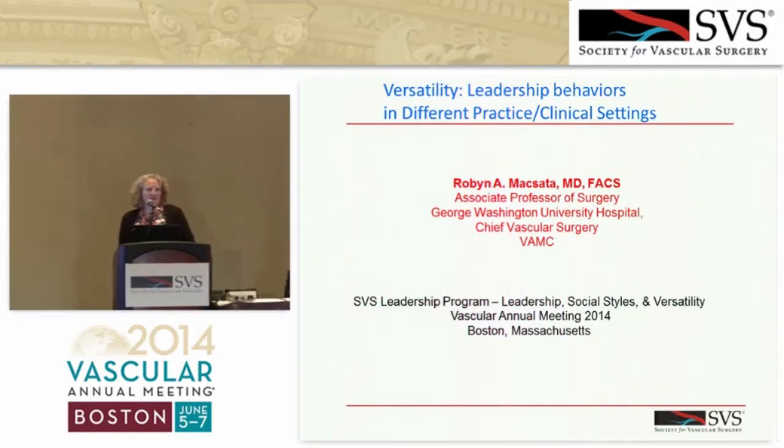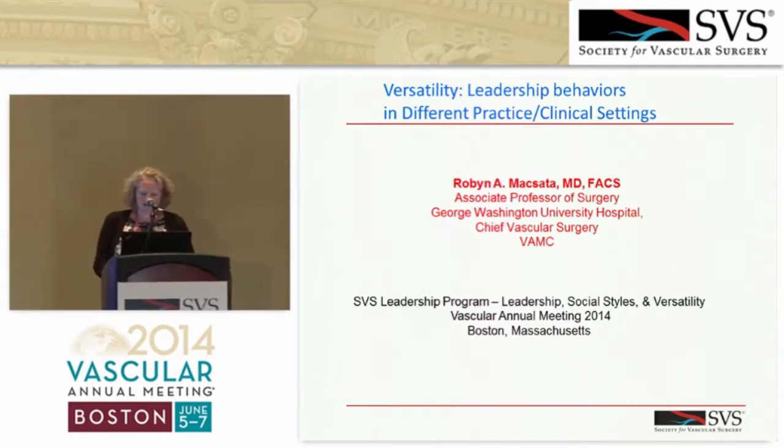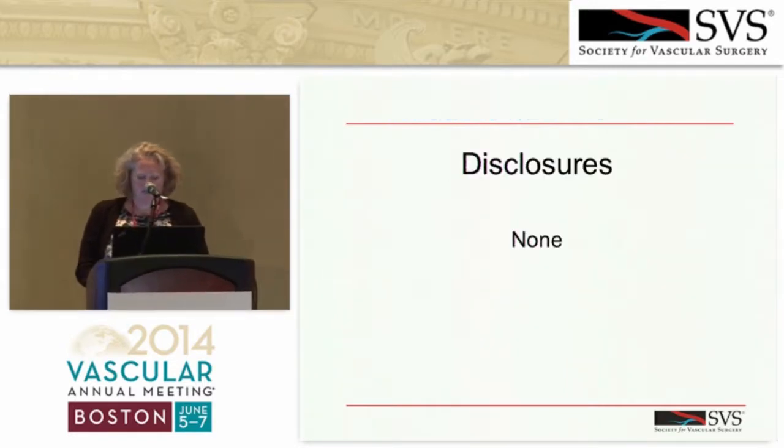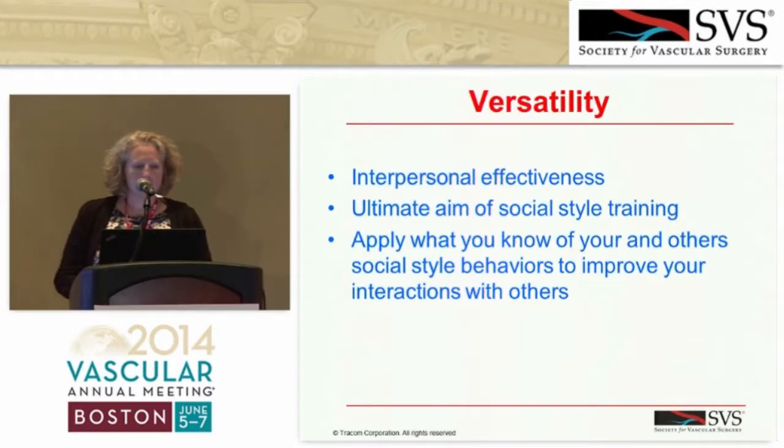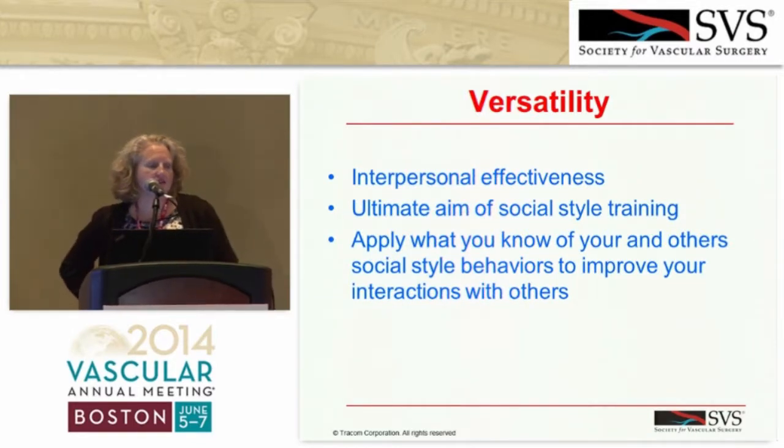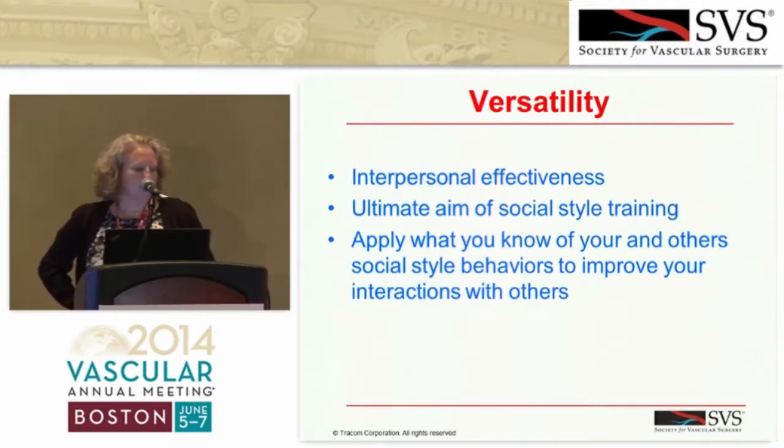Thanks, Robyn. Hello, everyone. So today, what I'm going to be talking about is, I have no disclosures, versatility. And as Bhagwan said, this is really the third dimension of social style after assertiveness and responsiveness. And I think this is really the crux of what everybody's trying to get at today, that the most important thing that you can learn from this session is how to be versatile or adaptive to other people's social styles in order to be a better leader.